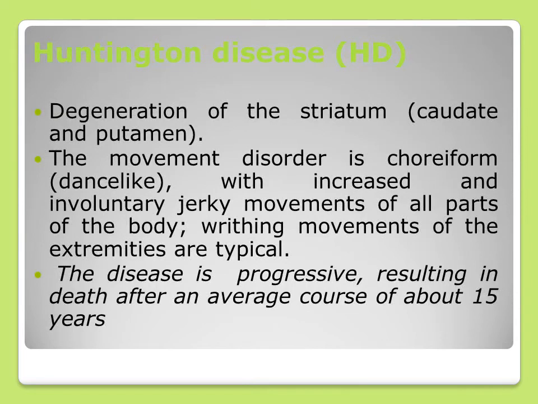Huntington disease. It is a degenerative disease of the striatum, the caudate and putamen. The movement disorder is a choreiform, dance-like movement with increased involuntary jerky movements of all parts of the body. Writhing movements of the extremities are typical. The disease is progressive, resulting in death after an average course of 15 years.